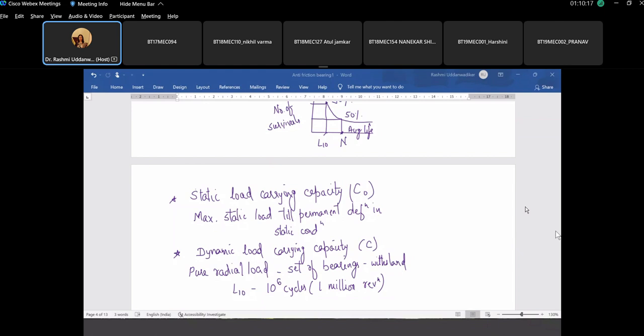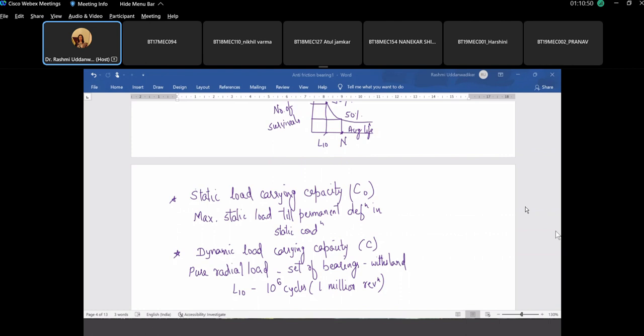Then the last three columns are giving you the static load carrying capacity C0 and dynamic load carrying capacity. Similarly, maximum permissible speed, because the life is defined at this speed. So you will get this data and the designation for different types of ball bearing on different pages. For ball bearing, for roller bearing, for angular contact, thrust bearings.